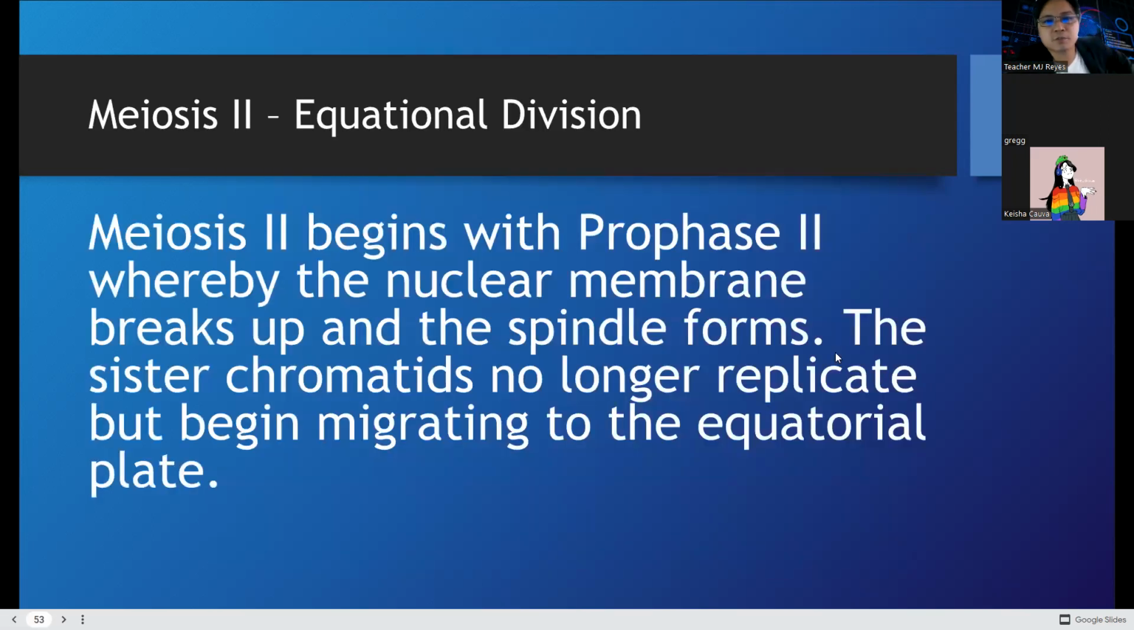How about meiosis 2, the equational division? Meiosis 2 begins with prophase 2, because this is now the second division of meiosis, whereby the nuclear membrane breaks up. Again, breaking up is in the prophase, building up is in the telophase. The spindle fiber forms. The sister chromatids no longer replicate, but begin to migrate to the equatorial plate.